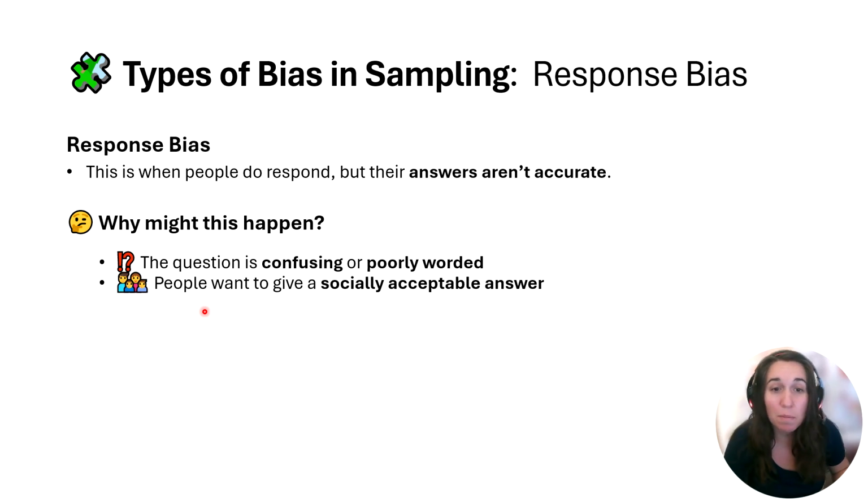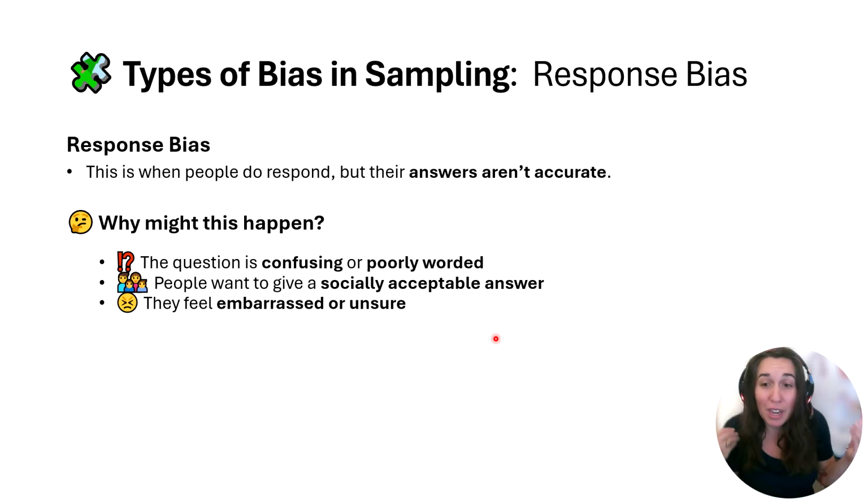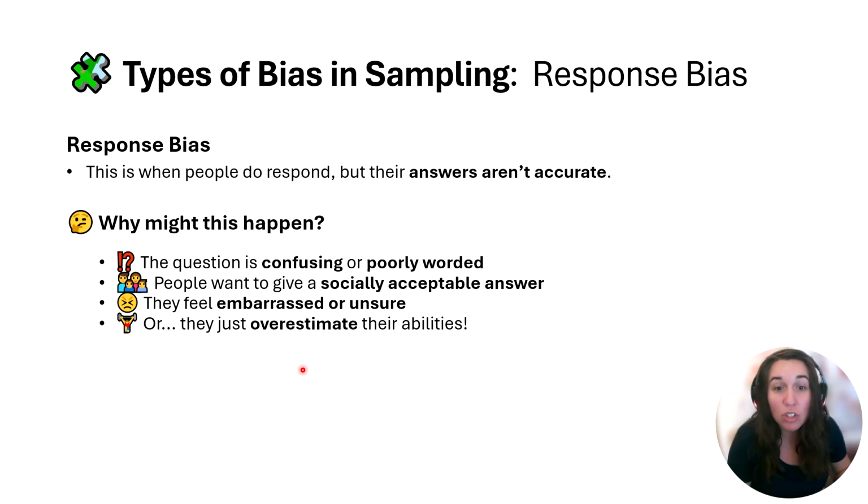This can also happen when people want to give a socially acceptable answer, right? Maybe they're embarrassed or they feel unsure about something. Or they don't want to kind of rock the boat with their answer by actually being honest about it. And we've all experienced that, right? They might just overestimate their abilities. This happens all the time. You ask somebody about a skill that they might have or that they don't have, and they might say, yeah, I'm really, really great at that, or I do that all the time, when in reality they don't.